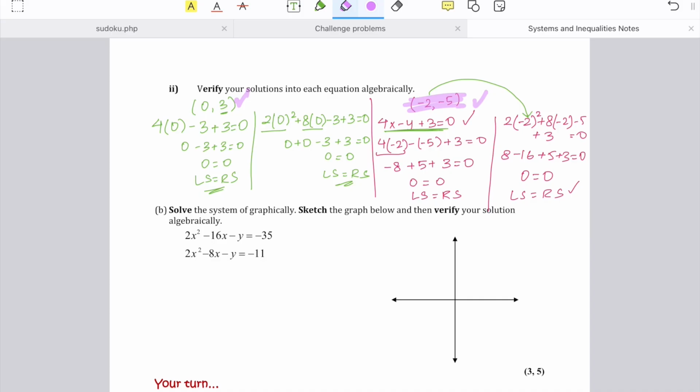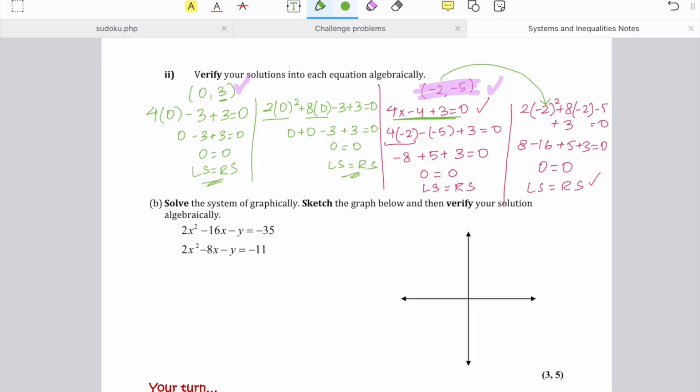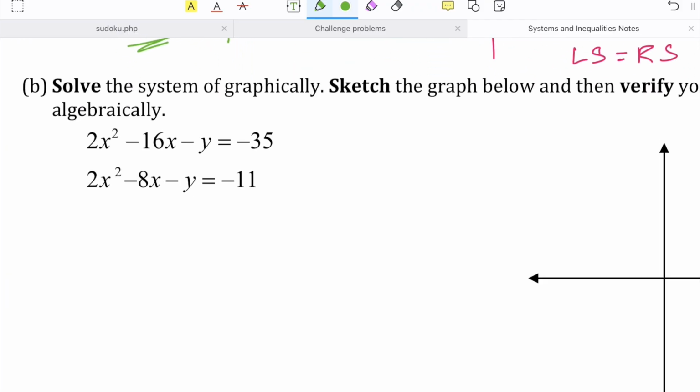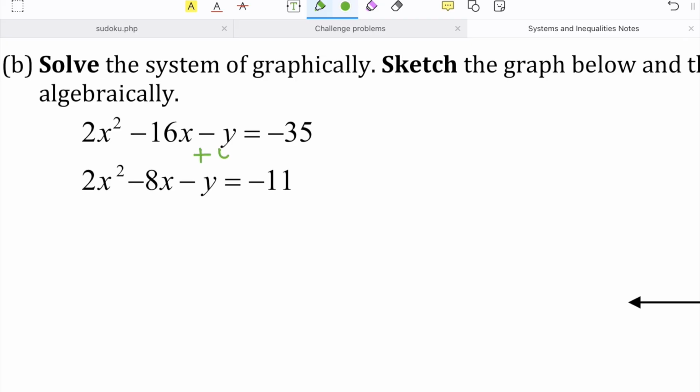Okay, we'll do one more question. In this case, we have 2 quadratic equations given to us. Are they in the standard or vertex form? So I have to make them be in that form. I'll add y to both sides, and I'll add 35 to both sides. 35 minus 35 is 0. Y minus y is 0. So we have 2x squared minus 16x plus 35 is equal to y.